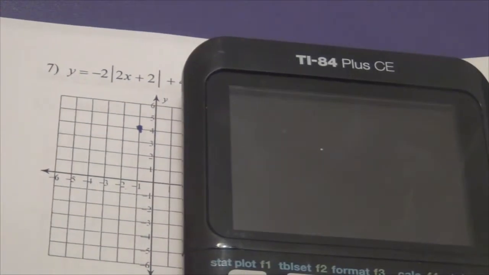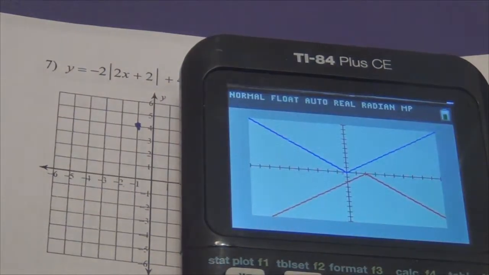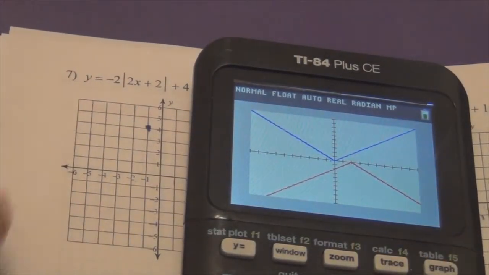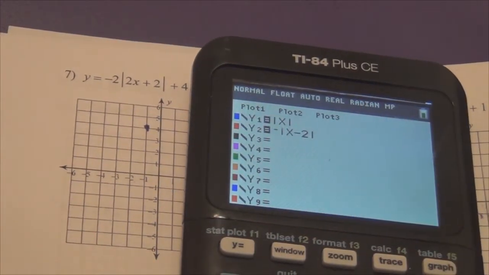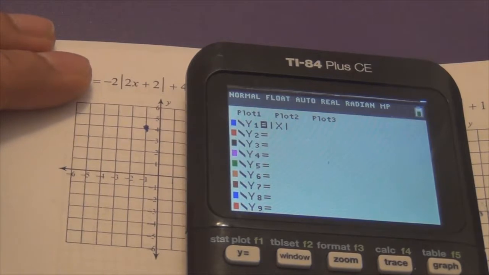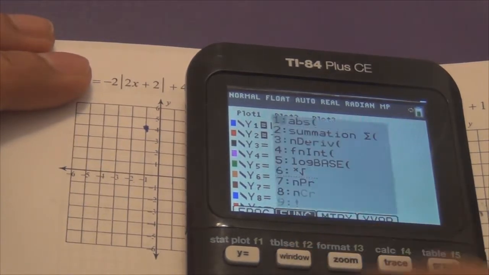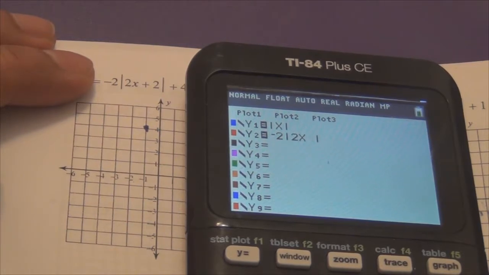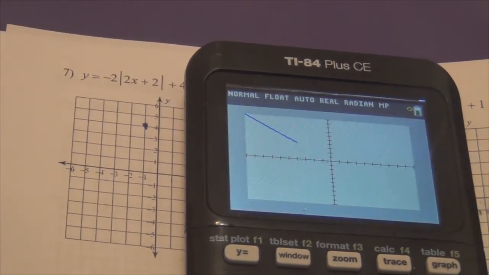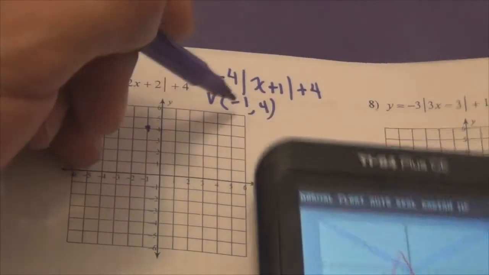All right. The calculator doesn't need you to factor anything. The calculator understands what you're doing. So I'm just going to rewrite the original. Go to y equals. I'm still going to keep the parent function, absolute value of x, and I'm going to put this -2 absolute value of 2x plus 2, plus 4. Now let's see how it compares to the parent function. The other one is going to open down. It's going to be skinnier, as we said, and the vertex is going to happen at -1, 4.